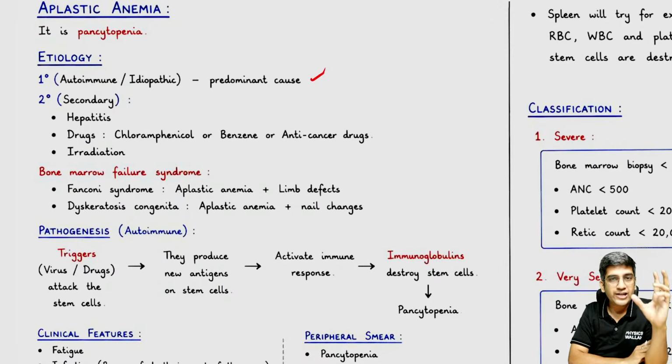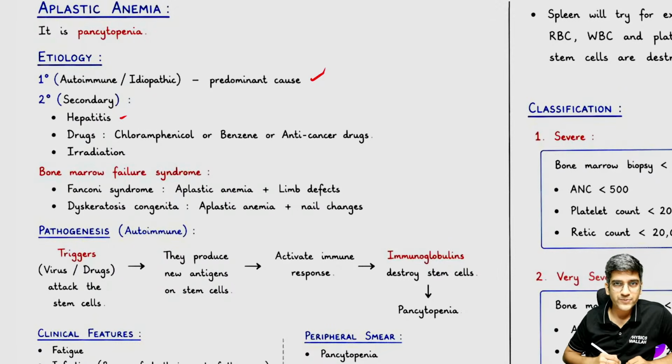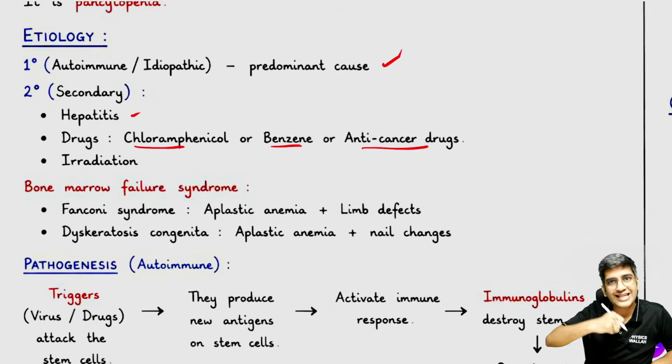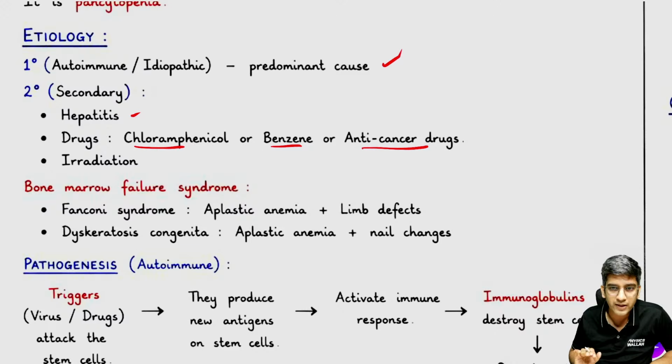Secondary causes. I can have it secondary to hepatitis. Hepatitis is one of the most common infectious disorders causing aplastic anemia. Drugs, antibiotics, anti-cancer drugs, which can destroy the bone marrow directly.